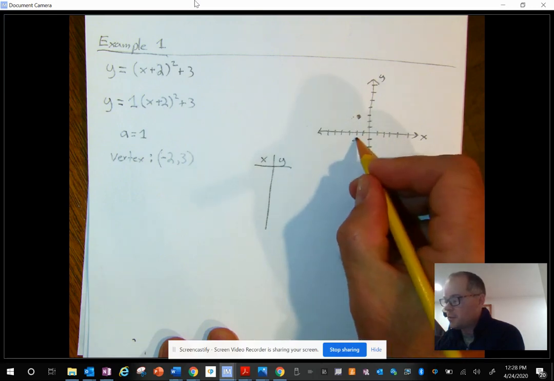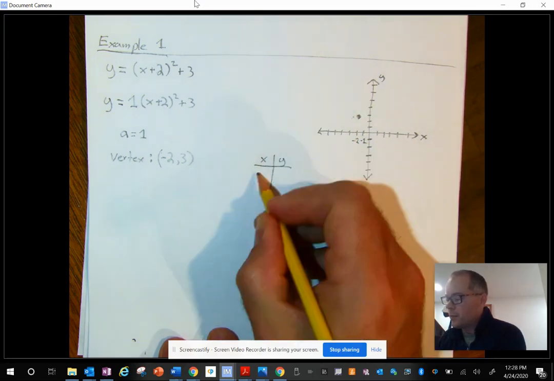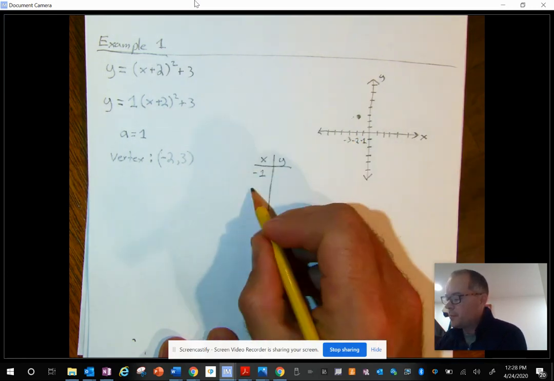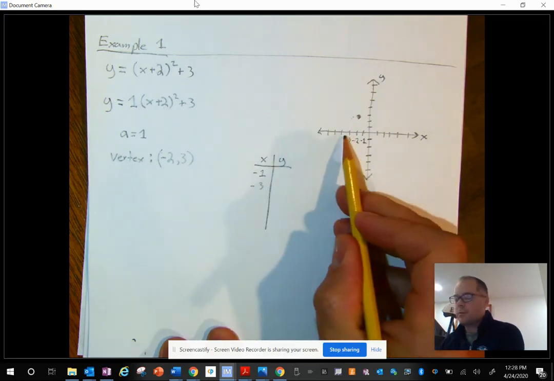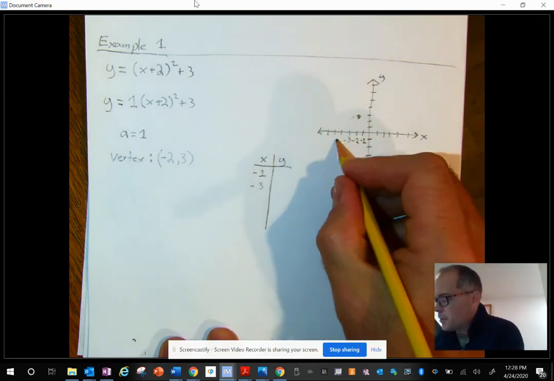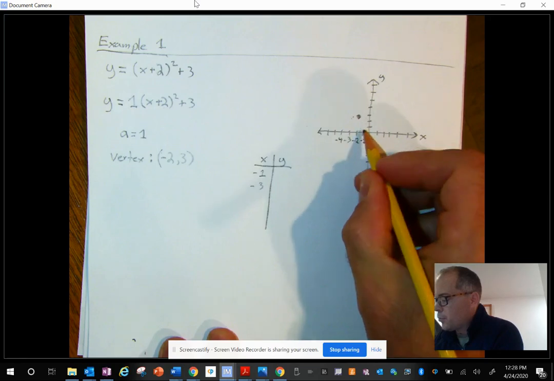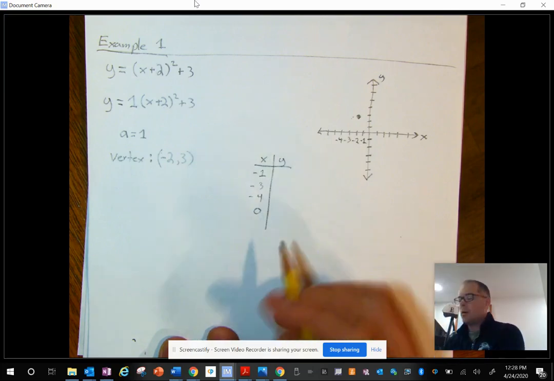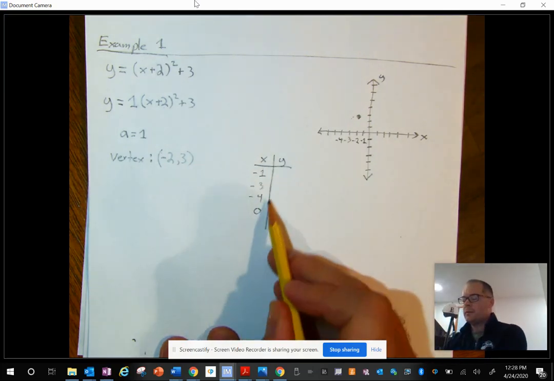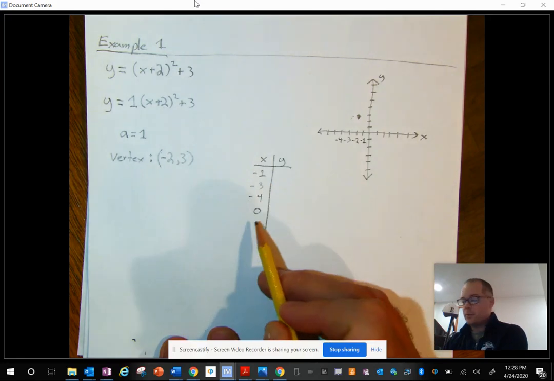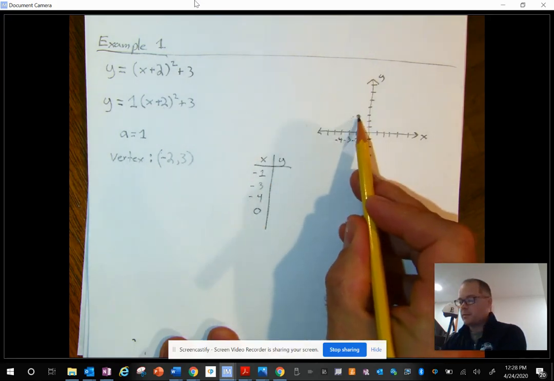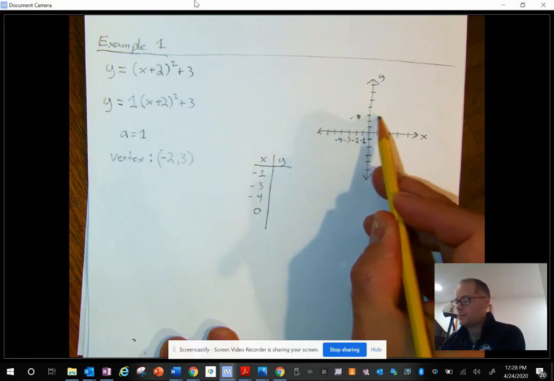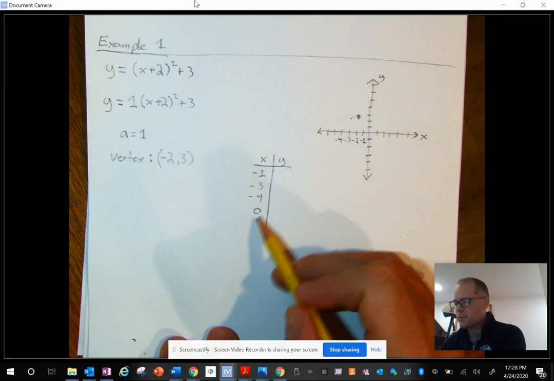So since this is negative 2, I'm also going to use the point negative 1. And I'm going to use the point negative 3. And some people go 2 or 3 more. I'm just going to go 1 more on top of that. So we're going to go negative 4. And if I move 1 more this way, I get 0. So negative 4 and 0. Okay, so these are the x values of the points that we're going to graph. So I took my vertex and I went 2 spots to the left and 2 spots to the right, and wrote those numbers down here.